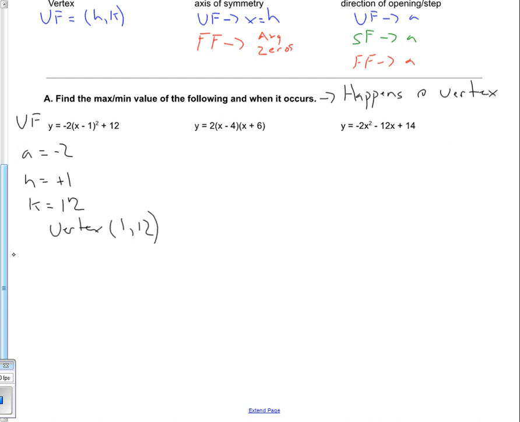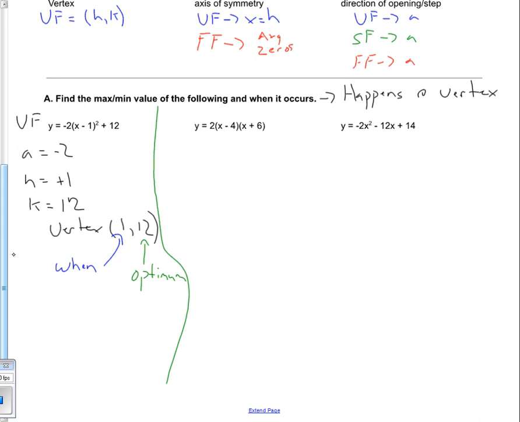So the -1 tells us when it happens, when the maximum or minimum value happens. The 12 gives us the optimum value. Okay, so if we use that, we're going to carry on looking at the next two examples.